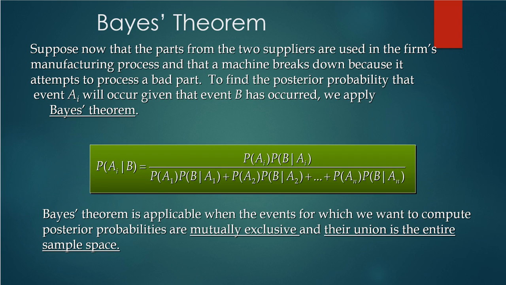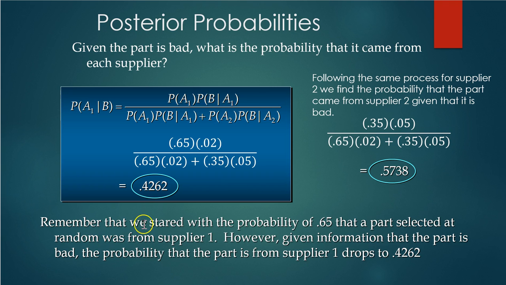Now, this theorem looks nasty, but it's really not that bad. So let's break it down. Given our information here, the probability of A, the probability the part comes from A, is 0.35. And so we just plug in our numbers. We've got our 0.65 times 0.02, and then the probability that it came from A and that it's bad when it came from A is 0.2. We work all of these numbers in here, and we get to 0.4262.